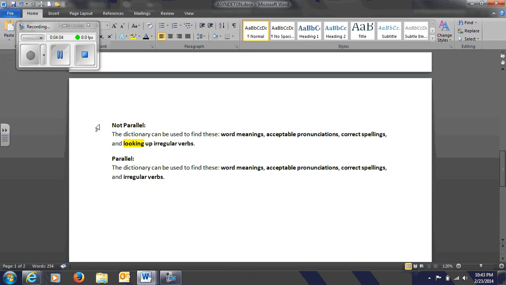For the most part, we have two words, sometimes an adjective plus the noun, word meanings, acceptable pronunciations. Let's look at how we can make this parallel. You may have already figured it out. Okay, we can find these word meanings, acceptable pronunciations, correct spellings, and irregular verbs. Okay, if I put the and here, I lose my asyndeton, which is fine. You may not be going for that, but I could just as easily say this and make it asyndetic. So word meanings, acceptable pronunciations, correct spellings, irregular verbs. So that is your tutorial for parallel structure.